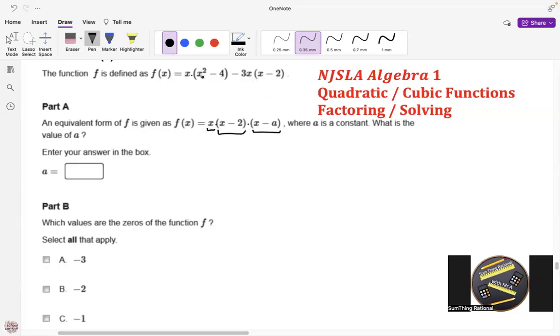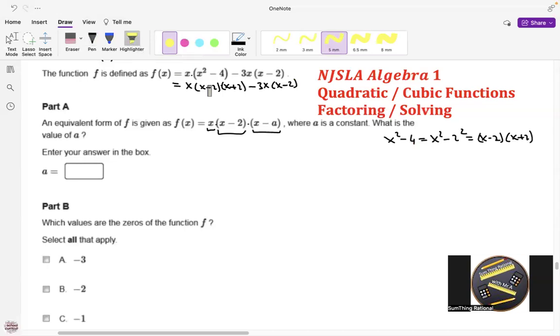Since x squared minus 4 is a difference of squares, x squared minus 4 is like x squared minus 2 squared. Because of that, it's x minus 2 times x plus 2. Difference of squares, maybe you remember this. So it is equal to x times (x minus 2) times (x plus 2) minus 3x times (x minus 2). When I factor just this expression, I got x minus 2.